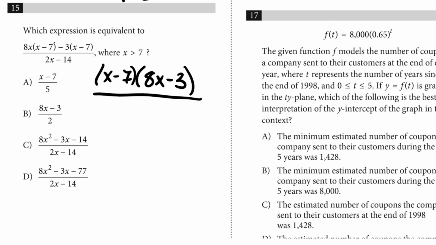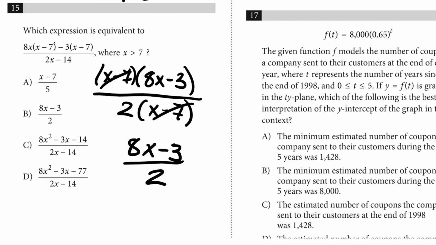All over, on the bottom, we can factor out a 2. And we would have x minus 7 left over. For the top and the bottom, we can cancel out the x minus 7's. And we will be left with 8x minus 3 over 2, which is B.